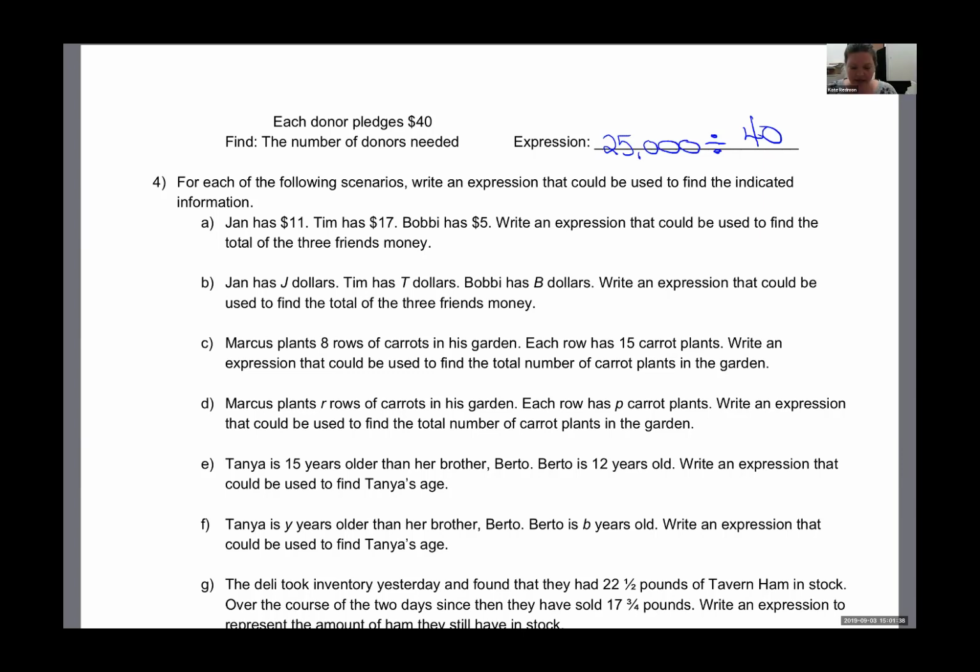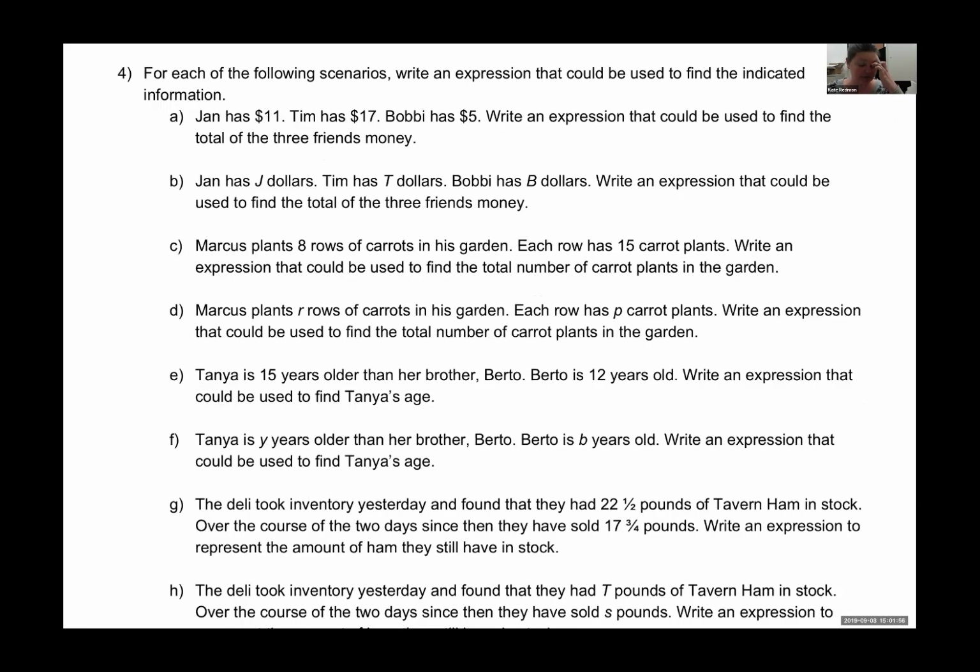So now let's look at an algebra application. This won't take us long. You guys will find this easy now that we've had so much practice with this, okay? So it says for each of the following scenarios, write an expression that could be used to find the indicated information. So let's look at A. Jan has $11, Tim has 17, and Bobby has 5.